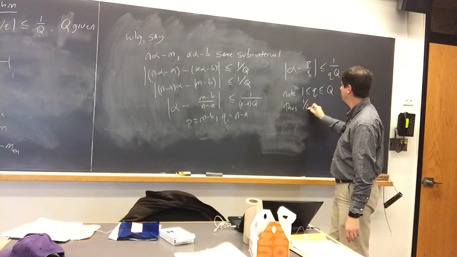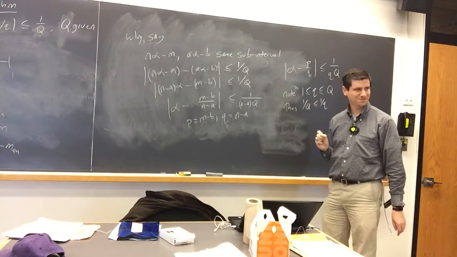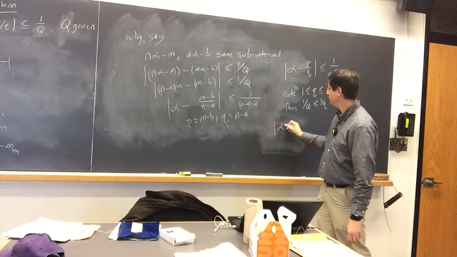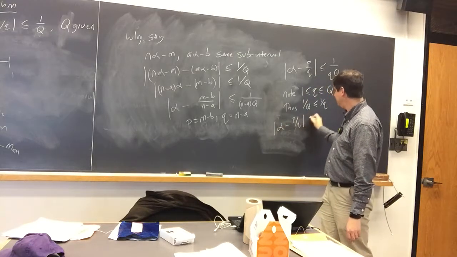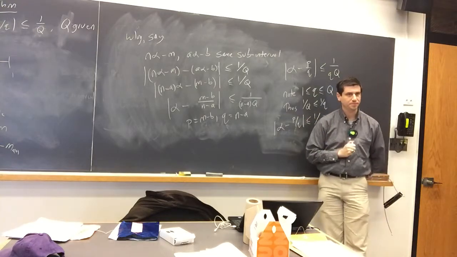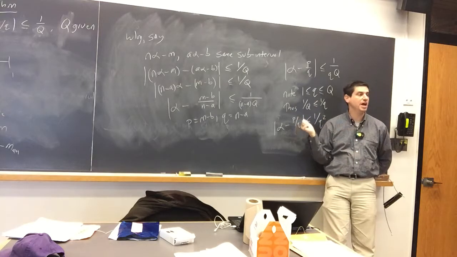Thus 1 over big Q is less than or equal to 1 over little q. And so we might actually make the result a little bit worse, but we get alpha minus p over q is less than or equal to 1 over little q squared. And so we've just shown that we can approximate it as well as 1 over denominator squared.